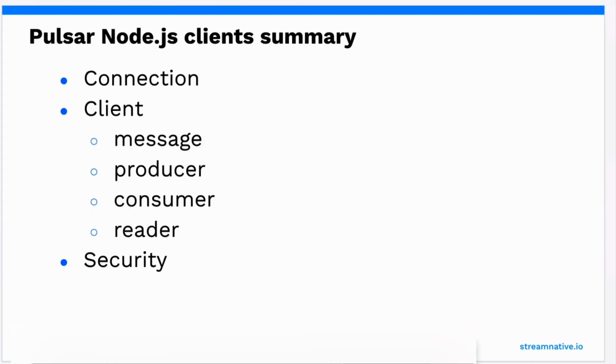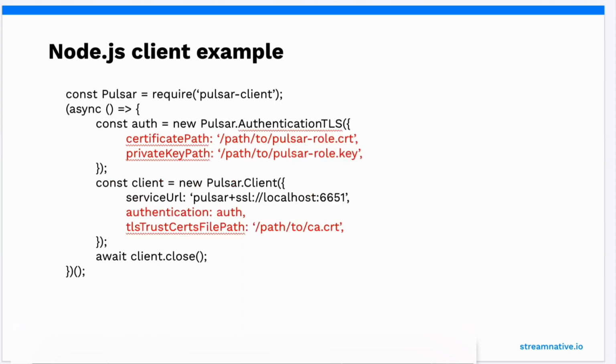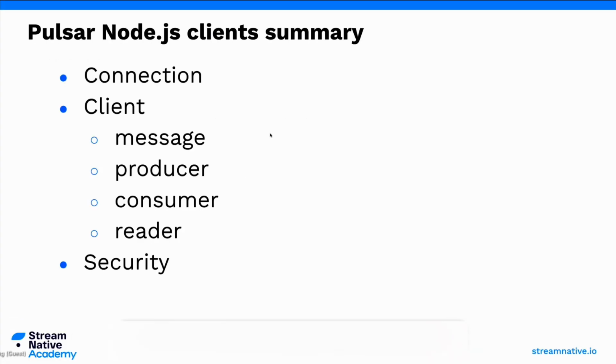Basically, this is the Node.js client function. So we talked about connection, we talked about the client, what the objects, functions, and properties are that you can use. We also mentioned a little bit of security: end-to-end encryption, the authentication property, and the CA file path you can specify. This is the summary of module 2.